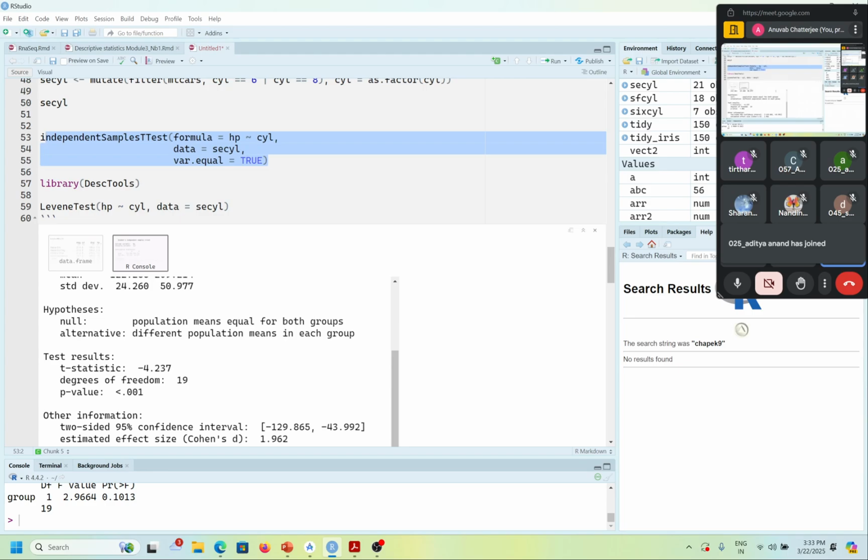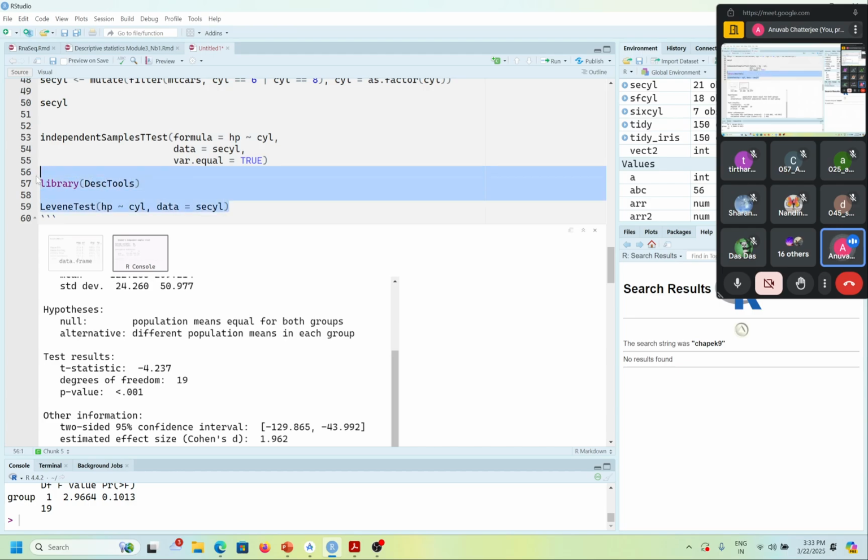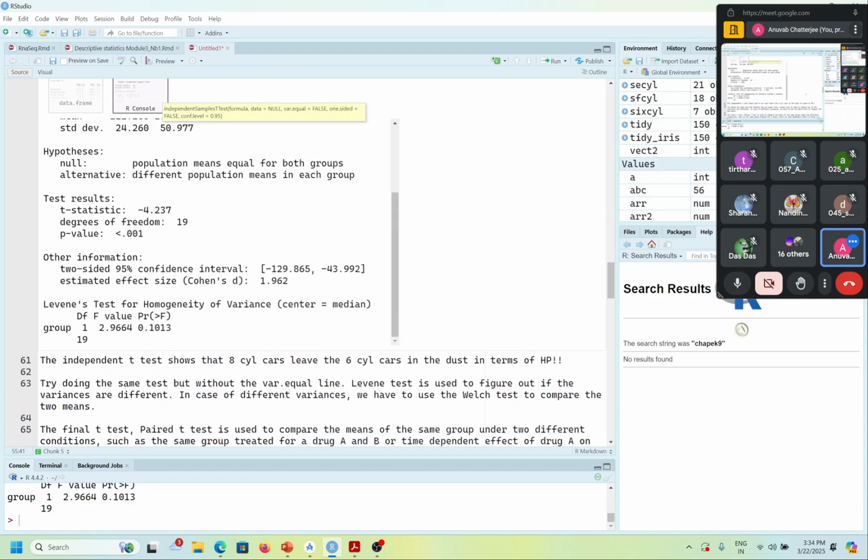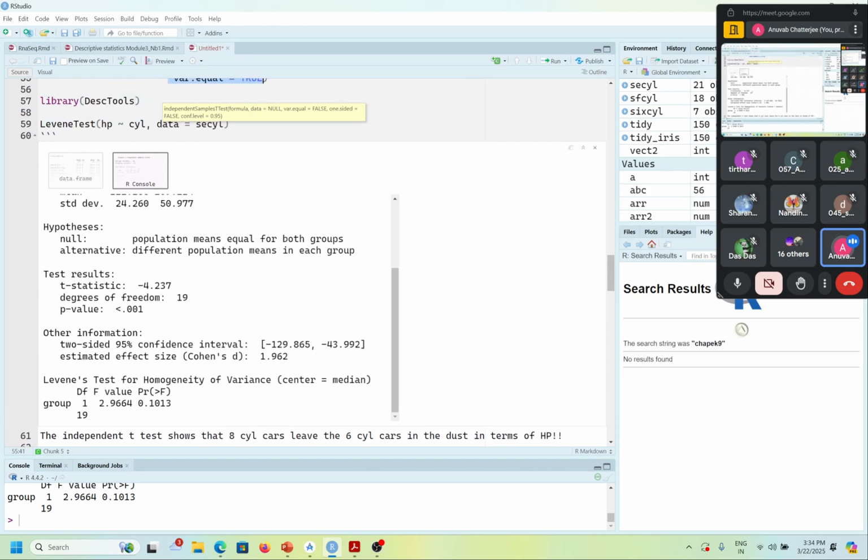So as we were talking about, before using any test, the first thing you should do is run a Levene test, and that will tell you if the variance is different. If the variance is different, you don't put variance equal to true. You have to put it as false. And if it is actually not different, you put variance equal to true, and that will run the normal independent sample t-test. So what did we get from this?